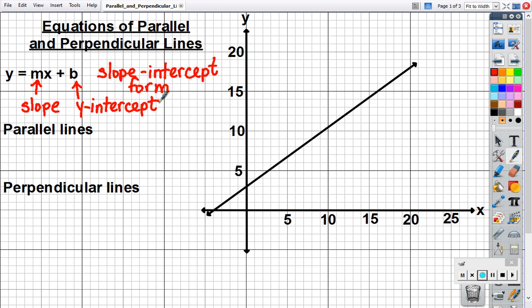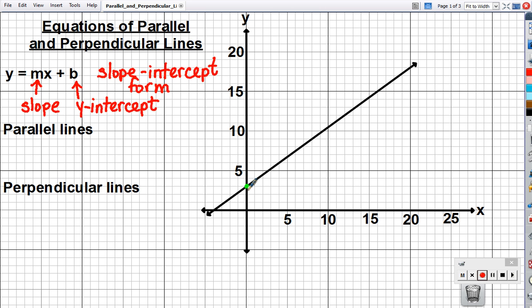Here we want to find the slope-intercept form of this equation right here. We're going to need that in a minute. First we need to find the slope and the y-intercept. The y-intercept is where the function crosses the y-axis, and we can see pretty clearly that my y-intercept is at the point 0, 3. So this 3 is my y-intercept.